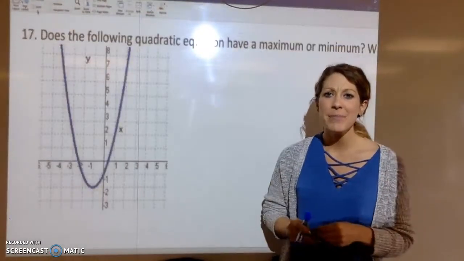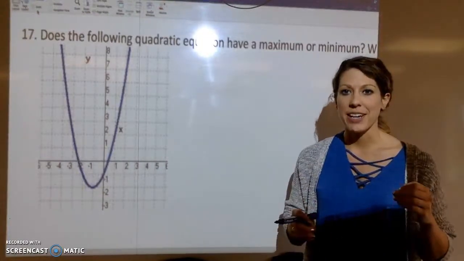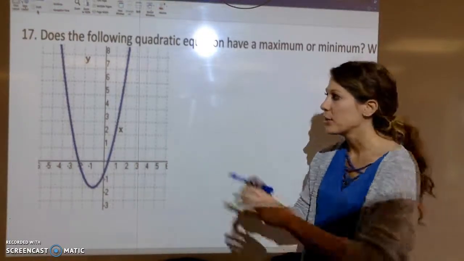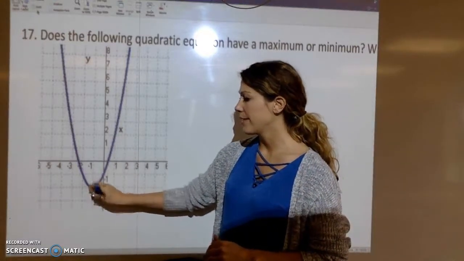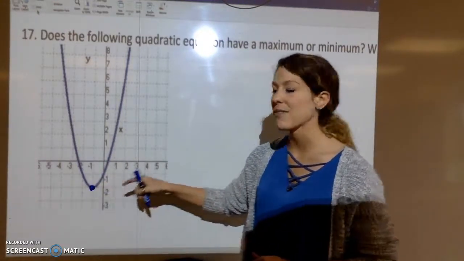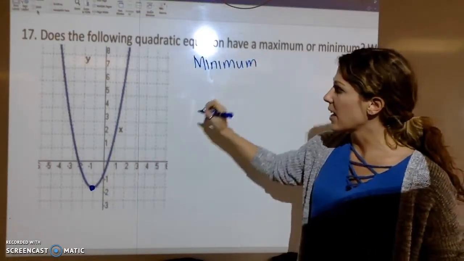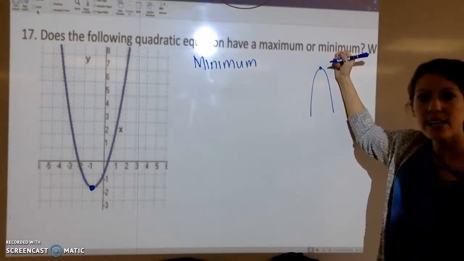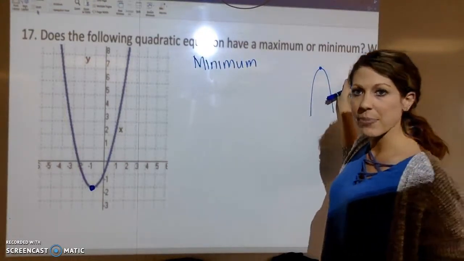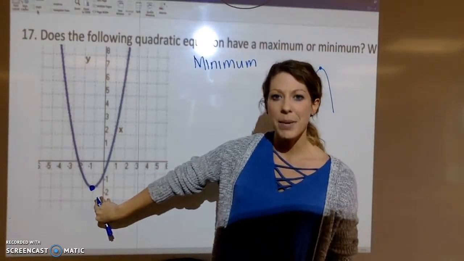All right, number 17 might have been a tricky one for some of you. I know that you guys know how to find whether it's a maximum or a minimum. That's by looking at your U. If your U has a lowest point, then it's a minimum. So in this case, we have a minimum. Now, if your U would have been upside down, then your vertex is the highest point, and that's a maximum. But this one, your vertex is the lowest point of the graph, so we say the vertex is a minimum.